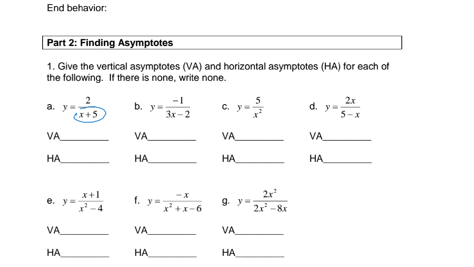So vertical asymptote always comes from the denominator. So we're going to look at this x plus 5. We're going to say x plus 5 equals 0. Just solve that equation by subtracting 5 and you get x equals negative 5. That is indeed your vertical asymptote, so we can just go ahead and write that as our answer. X equals negative 5.